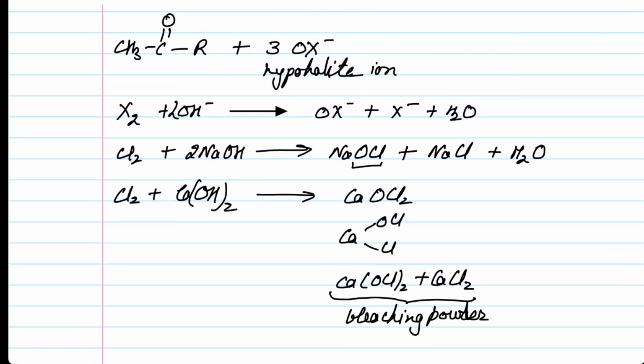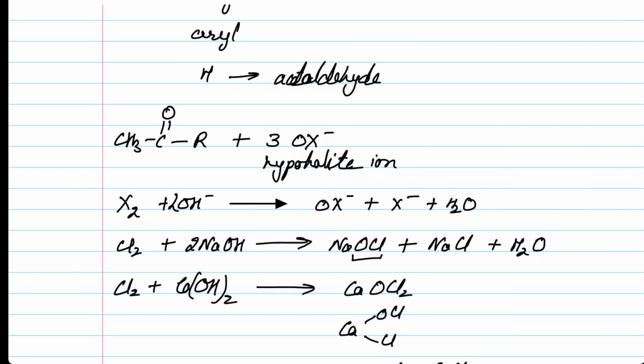Now, when the reaction takes place, this OX minus is going to attack. They are able to give us RC double bond O minus, along with twice of OH minus, along with CHX3. So that is how we get the products.